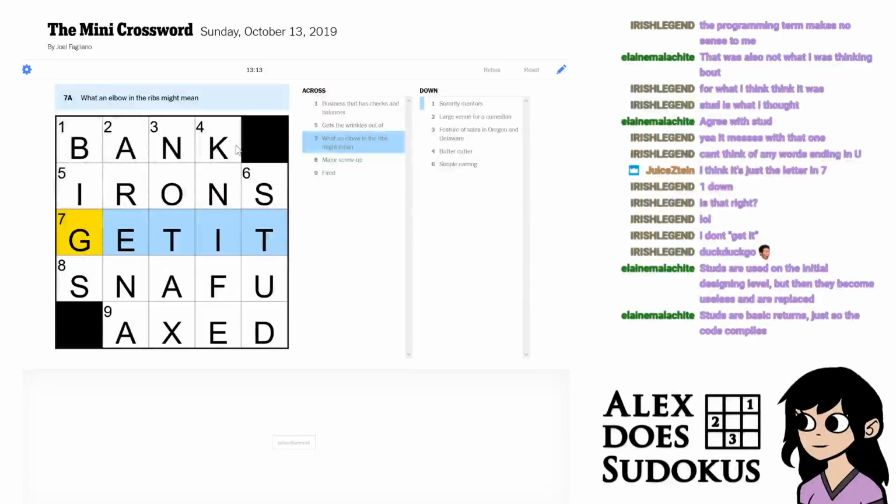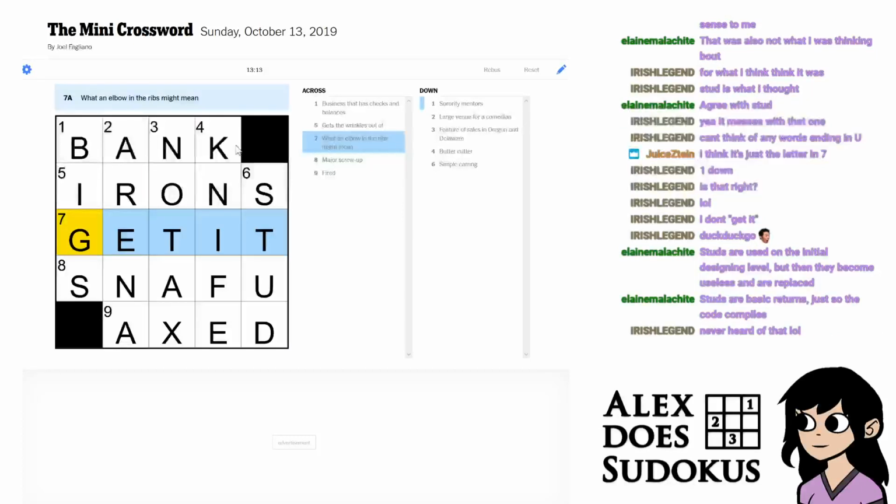And it's just a basic return, just so the code compiles. Oh my god, so initial design level, but then they become used and are replaced. It's just the basic returns. Oh, I didn't know that's the term for it. So you just return generic, basically return true. Would that be a stub then? I never knew that's a term, but yeah, that kind of makes sense.